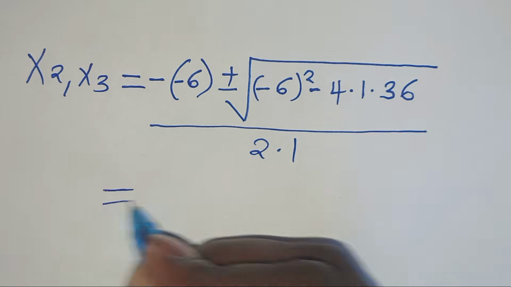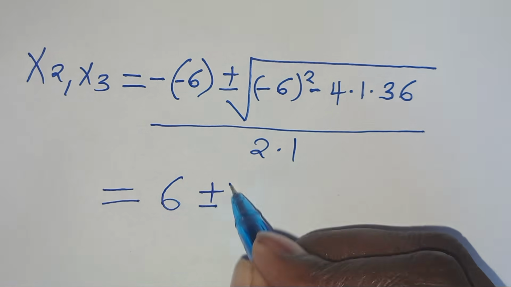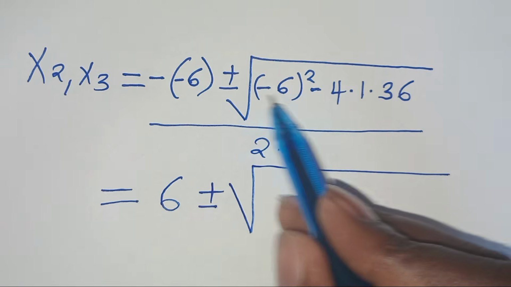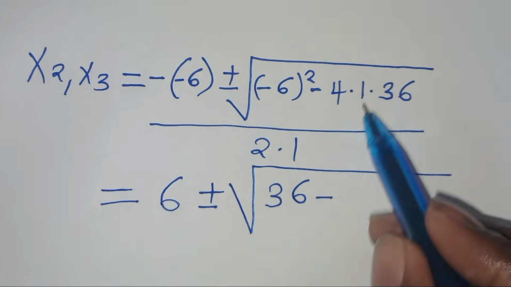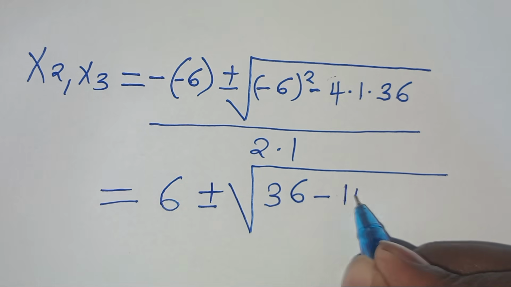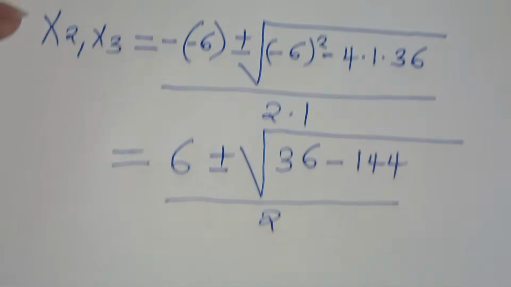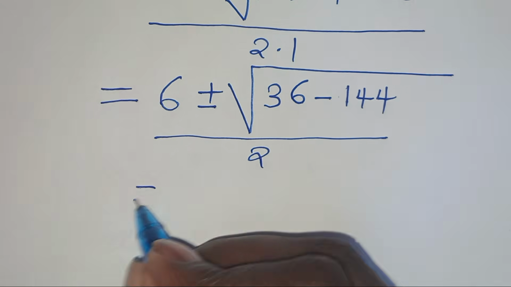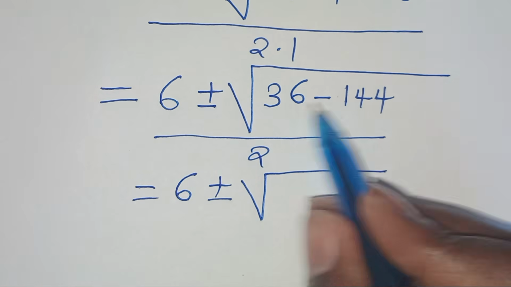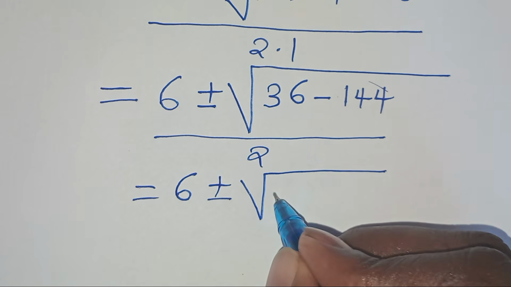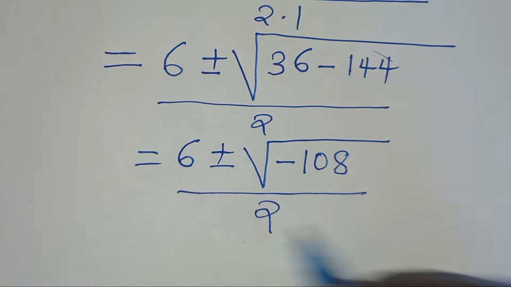Now here we have negative times negative 6. This is 6 plus or minus the square root of negative 6 squared, which is 36, subtract 4 times 36, which is 144, divided by 2. So this implies that we have 6 plus or minus the square root of 36 minus 144. This is minus 108 divided by 2.